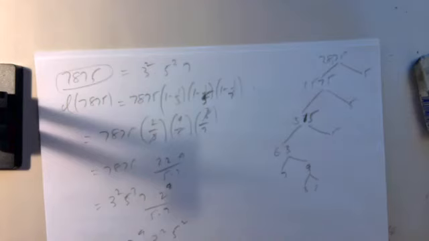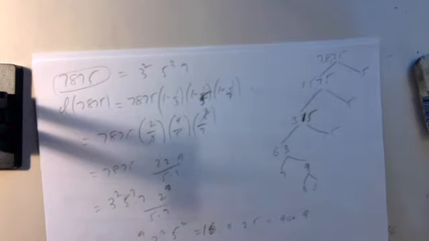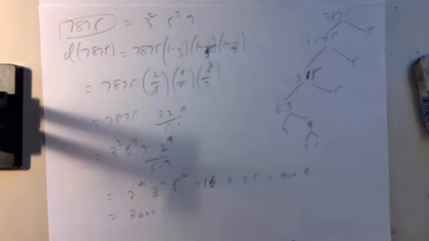This is correct. Let's see, this is 8 times 9 times 25. 8 times 25 is, sorry, 16 times 25. That's 400, times 9 is 3600. So that's one calculation of this using the previous theorem.